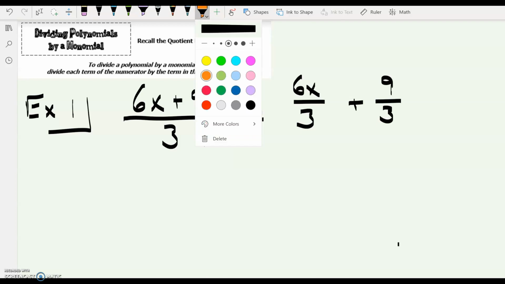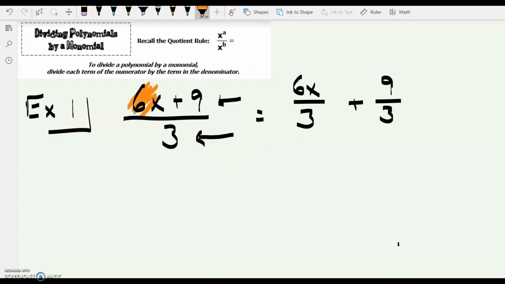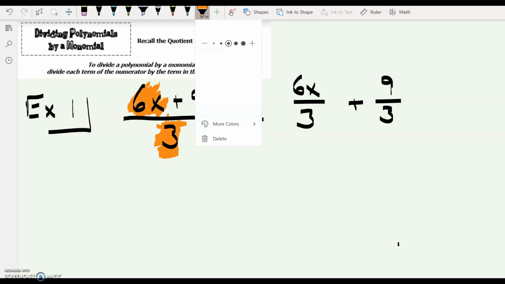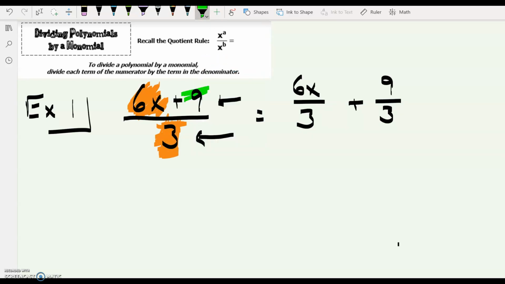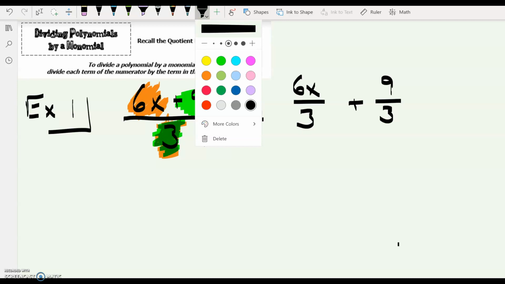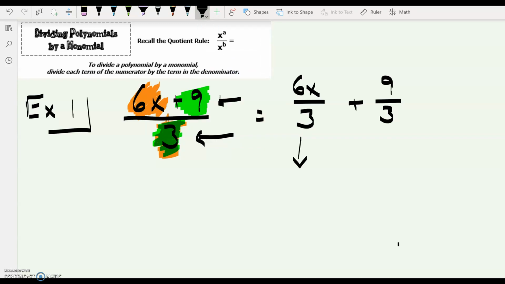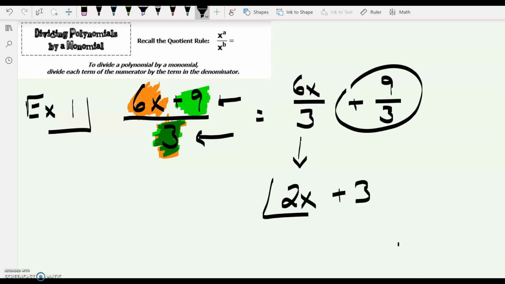That was, again, by taking this term and dividing it by 3. And then we took this term in the numerator and divided it by 3. Well, 6x over 3, 6 divided by 3 gives us 2x here, and 9 divided by 3 is 3. So our final answer is 2x plus 3.